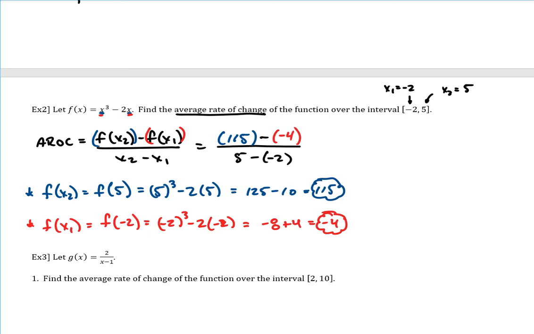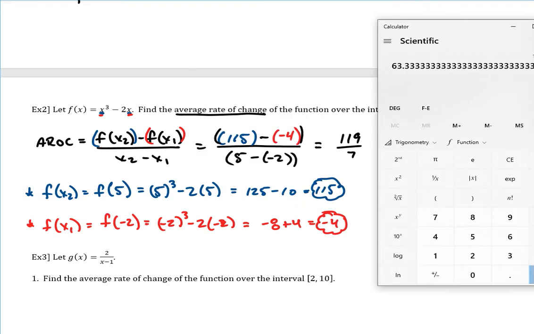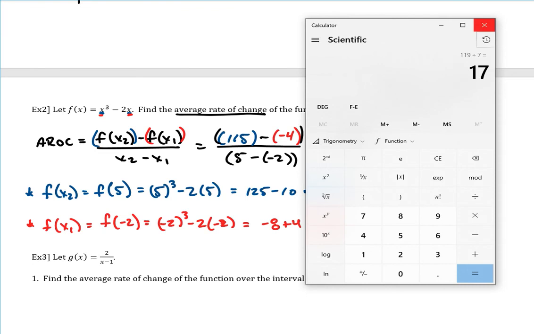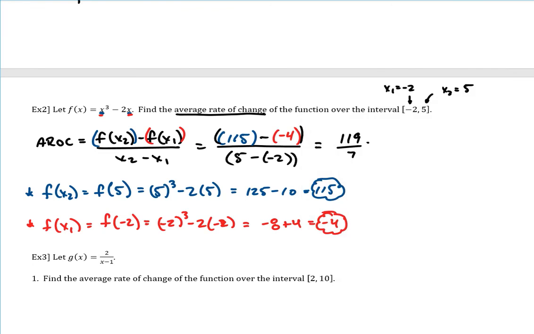And then now it's just order of operations, and you could use your calculator to help as well if it's allowed here. So we've got 115. This is really +4, so I'm going to write that as 119. And then 5 plus 2 really is 7. And then 119 divided by 7, I'm going to use my calculator for this arithmetic just to speed it up. So 119 divided by 7 is 17.